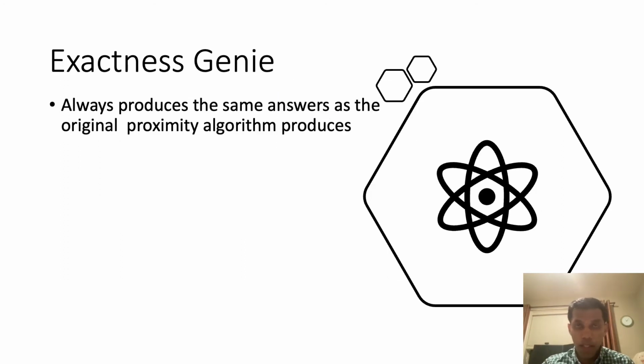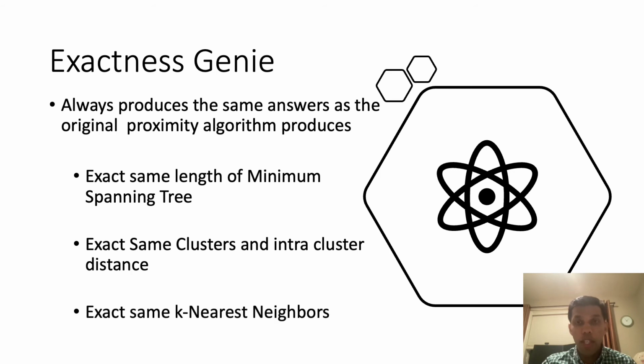Here is the exactness genie. The genie says we produce the answers which are exactly the same as the answers produced by the algorithms without our modification or reauthoring, which means the length of the minimum spanning tree that we obtain is exactly the same as that of vanilla Prim's, the exact same clusters and exact same intra-cluster distances for clustering, exact same k-nearest neighbors for k-nearest neighbor problems.